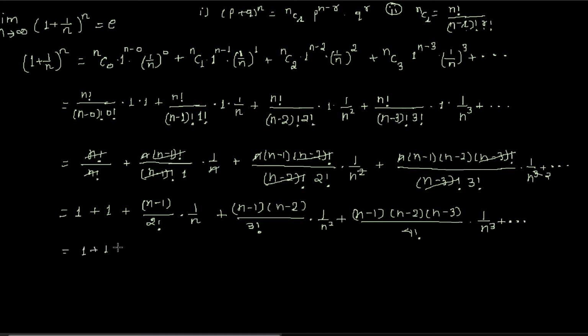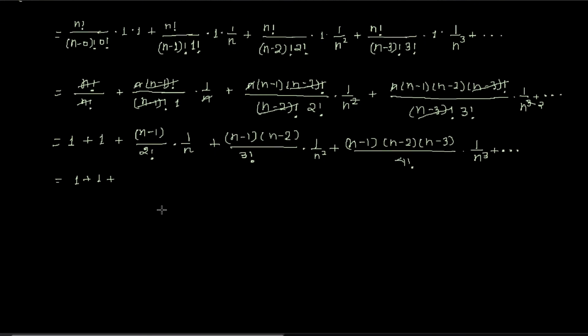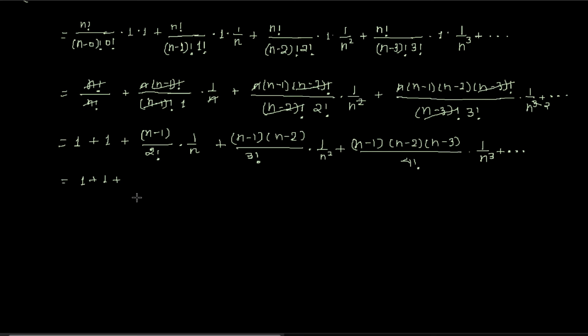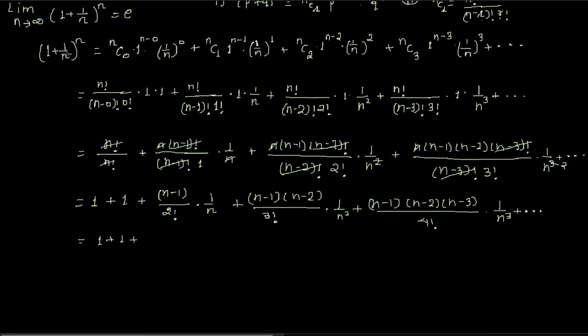This is equal to 1 plus 1 plus, and so on. We are just expanding by the law of the binomial theorem the general terms of (1 plus 1 over n) power n.